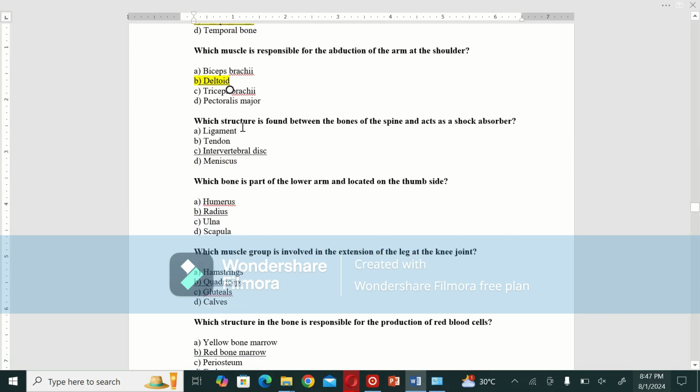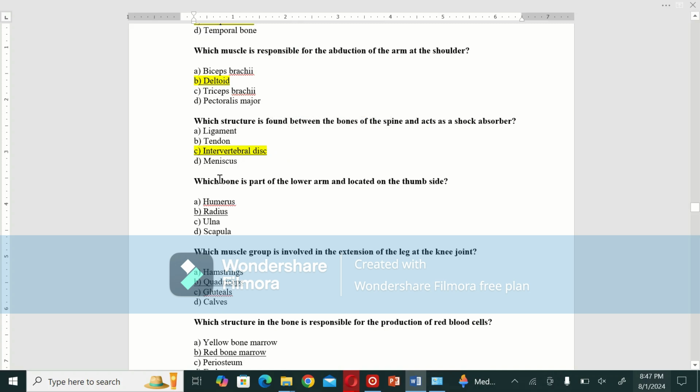The next MCQ is: which structure is found between the bones of the spine and acts as a shock absorber? A. Ligaments, B. Tendons, C. Vertebral disc, and D. Meniscus. So the correct option is C.